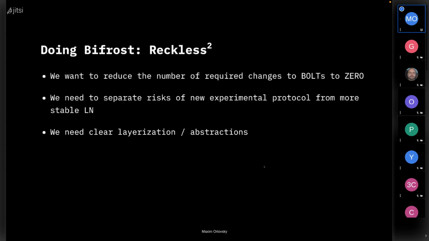And we would like to create this Bifrost thing in such a way that it will require no changes to existing bolt standards. It will not affect anyhow existing Lightning Network. It doesn't require the modification of other Lightning nodes to operate. Well, of course, it will be nice to have them supporting Bifrost, but initially we can start experimenting without any of them starting doing that. And we would like to separate risks of the new experimental protocol from the more stable and already stabilized part of the Lightning Network put into production. And for that, we need a clear layerization and abstraction.